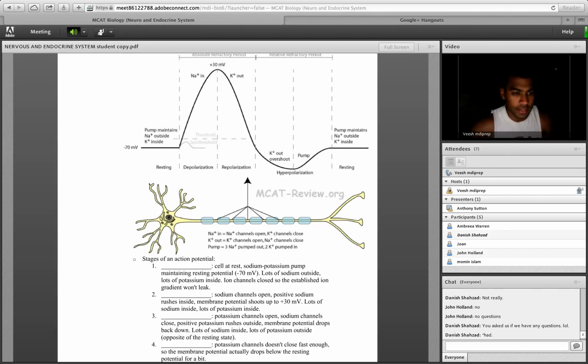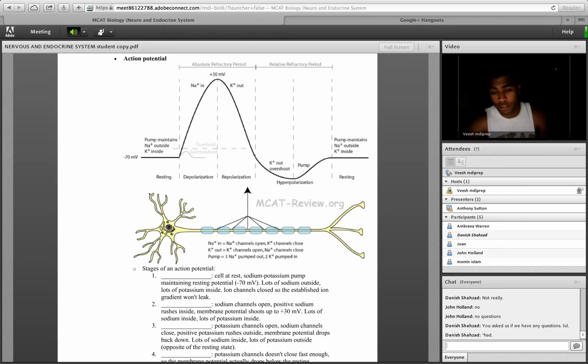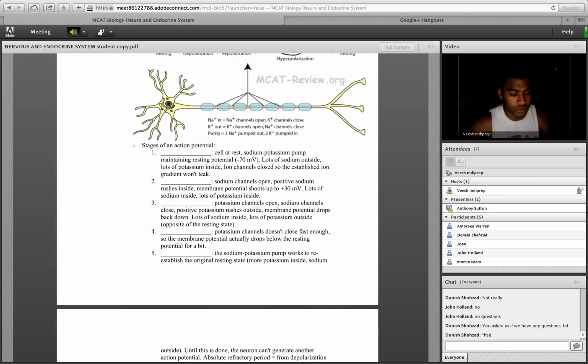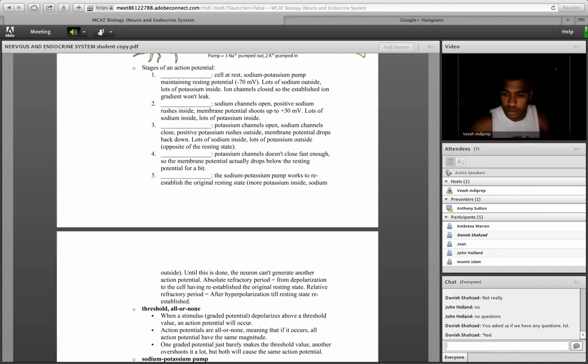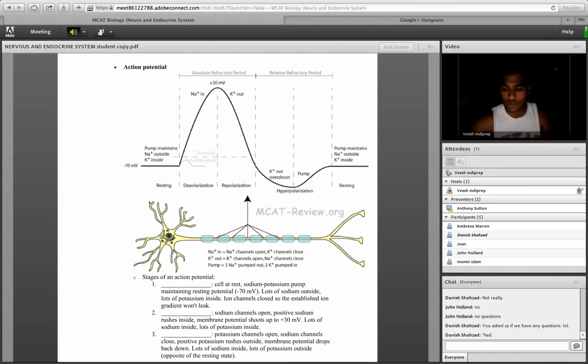And if you look at the top of that diagram, it says absolute refractory period and relative refractory period. So what that's referring to is, let's see, this fifth blank over here is going to be refractory period. And that refers to the fact that since the sodium-potassium pump is working to reestablish that original resting state, the cell's not going to be able to process another action potential. So during the absolute refractory period, it definitely can't do it. In the relative refractory period, depending on how strong the action potential is, it might be able to do it.